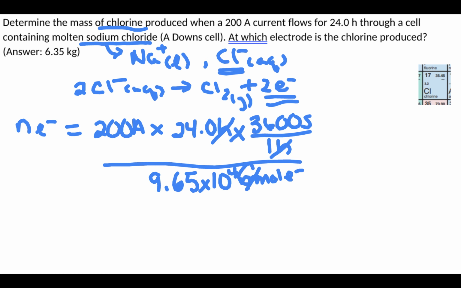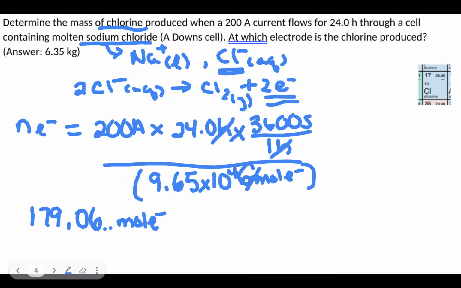So let's go ahead and plug that into our calculator. If you are doing this in all one step, just make sure you keep Faraday's constant in brackets in the denominator so that your calculator can read that properly. And then I just have to do that times 10 to the power of 4. I'm getting the value 179.06, and that number keeps going, and that's moles of electrons.